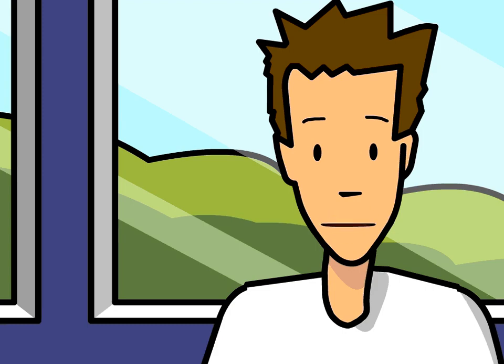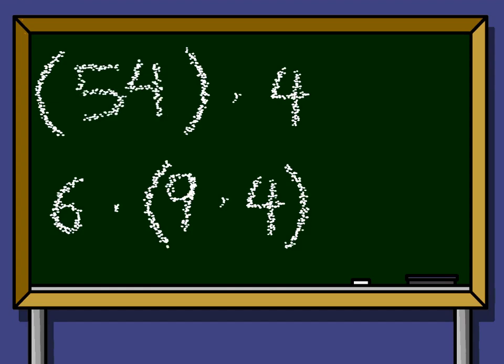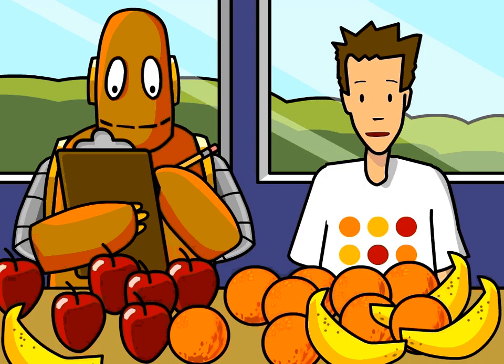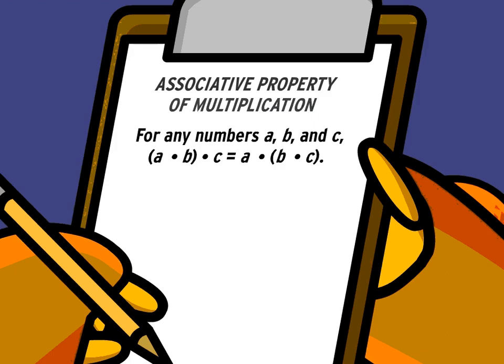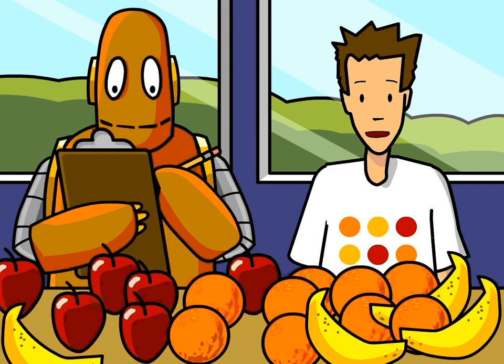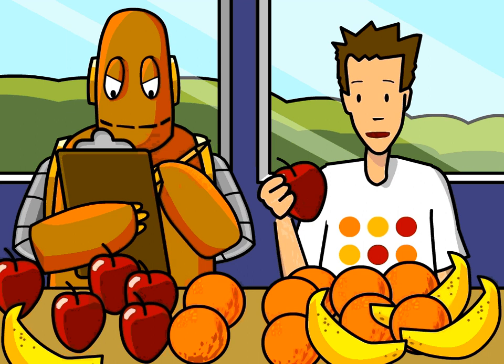The associative property works for multiplication too, but let's check it just to be sure. 6 times 9 equals 54, and 54 times 4 equals 216. 9 times 4 is 36, and 36 times 6 equals 216. It checks out. That's the associative property of multiplication. For any numbers a, b, and c, (a times b) times c equals a times (b times c). And that's the associative property. Now can I have an apple? No. Thanks, Chloe.